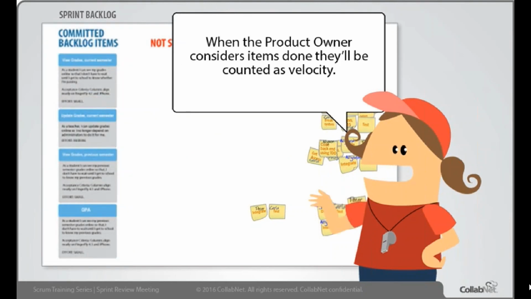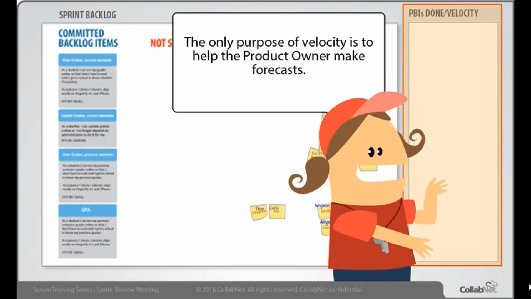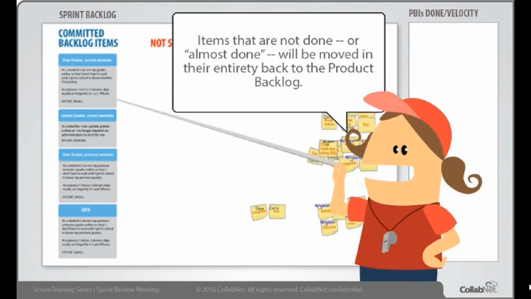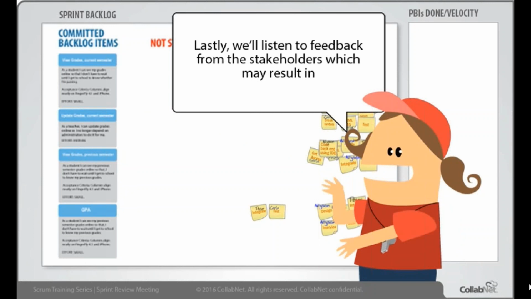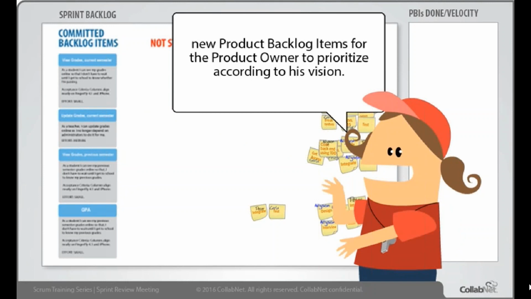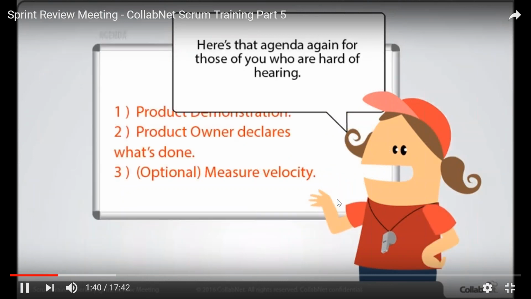When the product owner considers items done, they'll be counted as velocity. The only purpose of velocity is to help the product owner make forecasts. Items that are not done or almost done will be moved in their entirety back to the product backlog. Lastly, we'll listen to feedback from the stakeholders, which may result in new product backlog items for the product owner to prioritize according to his vision. Here's that agenda again for those of you who are hard of hearing.